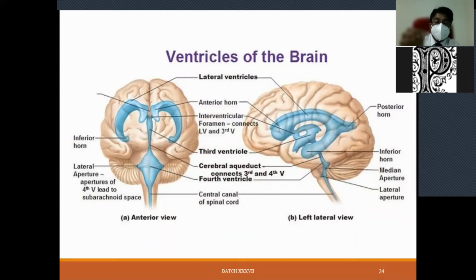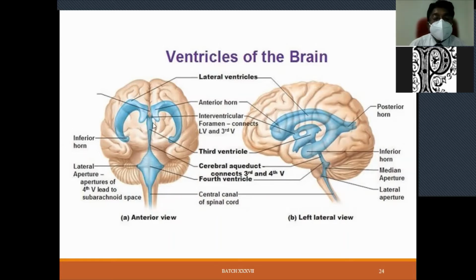The foramen between the ventricles, the interventricular foramen, connects the lateral ventricles and the third ventricle. Then here is the fourth ventricle, right? The fourth ventricle is a bit enlarged. They call it lozenge shape.